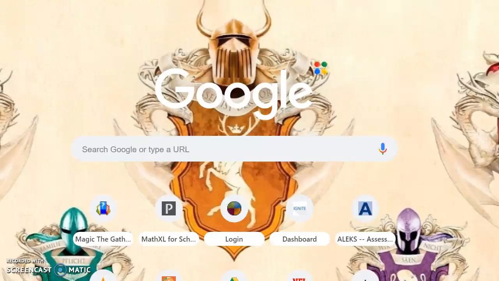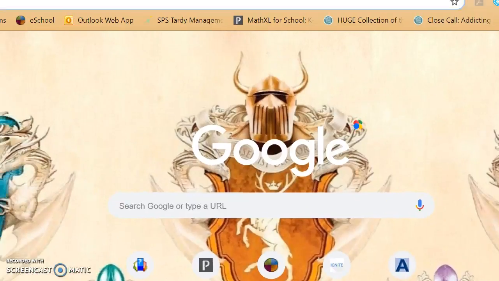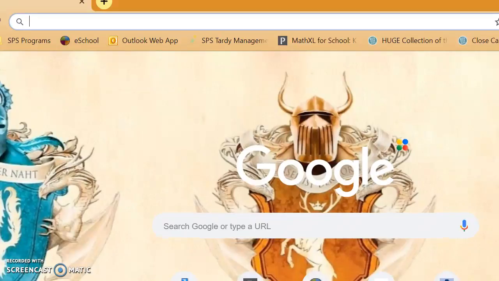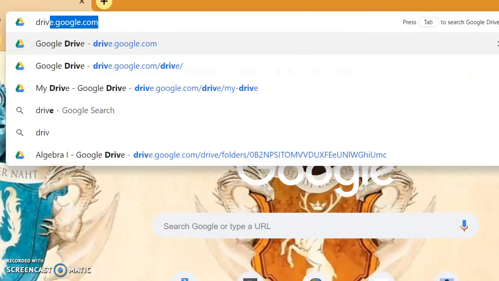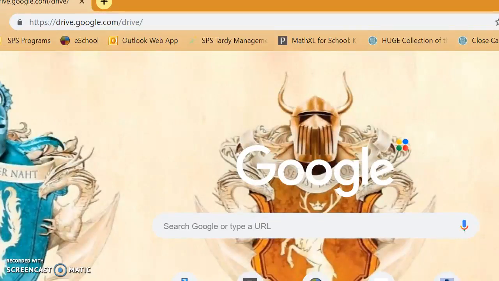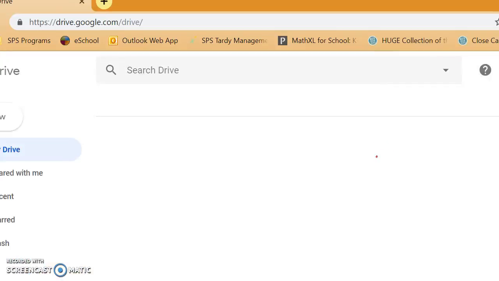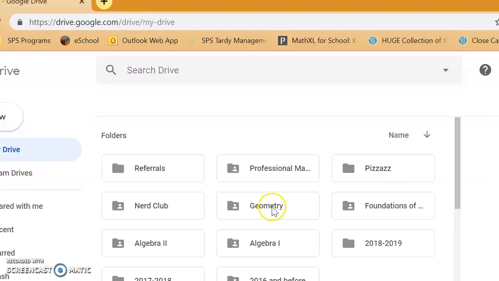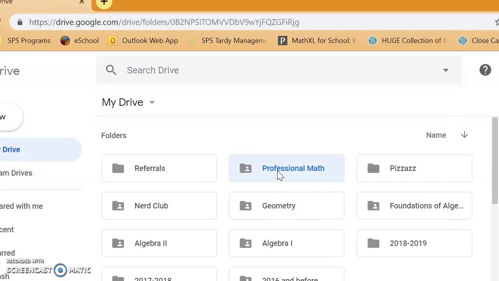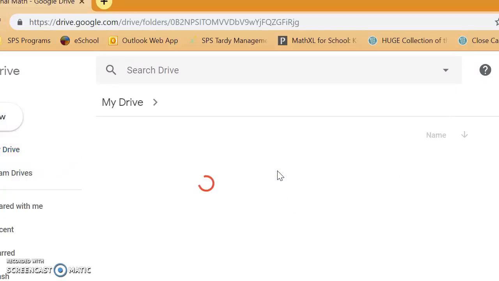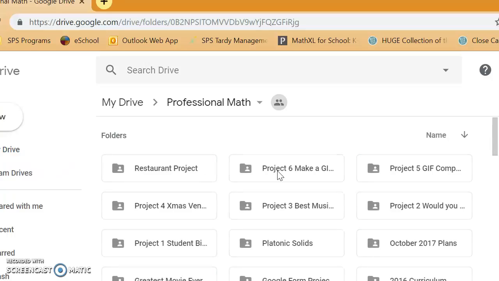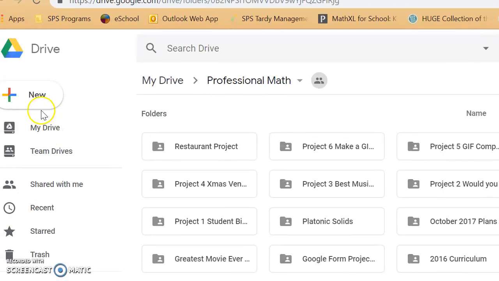So here we go. I'm going to go to my drive. I'm going to my drive, and to start a new project, I'm going to go to my professional math folder. Look at that organizational skills. Those organizational skills are just profound. Here we go. See, I've got some projects we've already done, and we're going to do a new project called payment schedule. So I go over here to new.